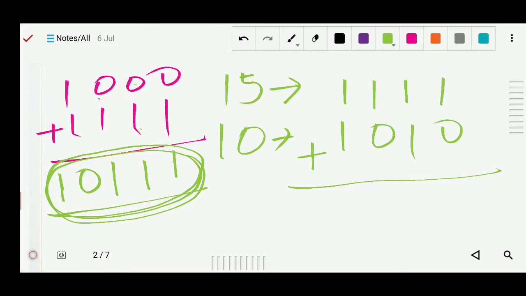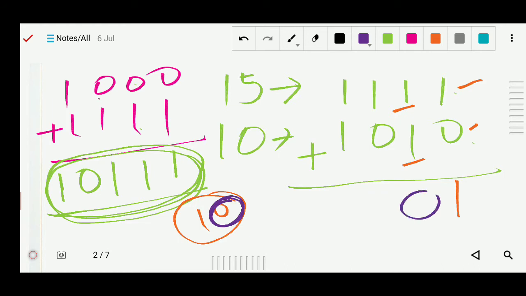So how will you add? Same way. 1 and 0, see here. Here you have to see 1 plus 1 is 10, but only the 0 we will take. This 0 you write here, and the 1 will come here as a carry. Now see here, 1 plus 1 is 10 again, so you write 0 here and give the 1 to this side.